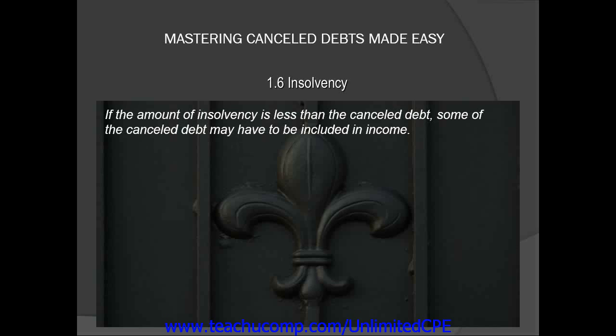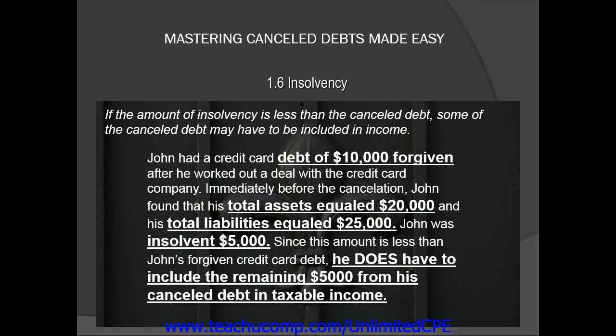If the amount of insolvency is less than the canceled debt, some of the canceled debt may have to be included in income if no other exclusions or exceptions apply. Let's assume the same facts that we used in the previous example, only this time let's say John's assets equaled $20,000 and his liabilities equaled $25,000, making John insolvent $5,000. This would mean that John would have to include the remaining $5,000 from the canceled debt in his taxable income.